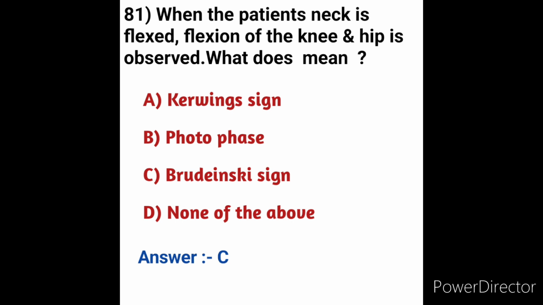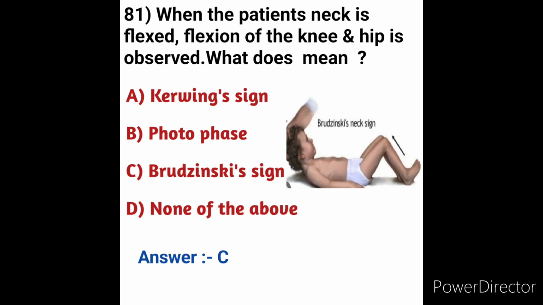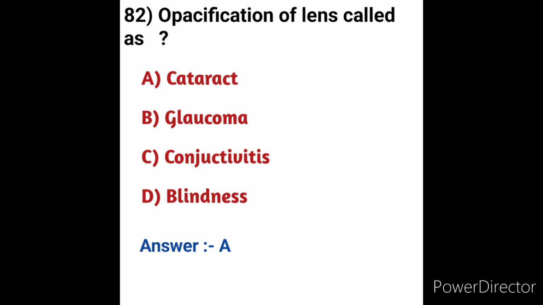And option A, Kernig sign, is also one of the signs of meningitis. Here we can see the Brudzinski sign. When the patient's neck is flexed, flexion of the knee and hip is observed. We can see here the flexion of the knee and hip. This is the Brudzinski sign. It is one of the signs of meningitis. Next we will move on to question number 82.